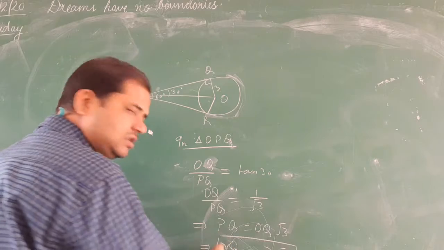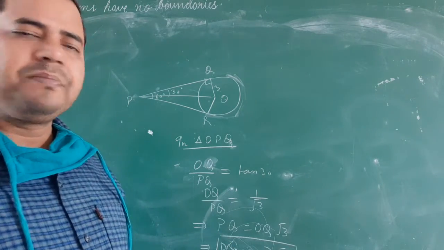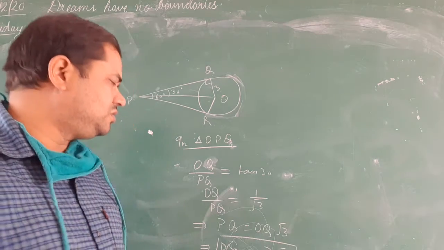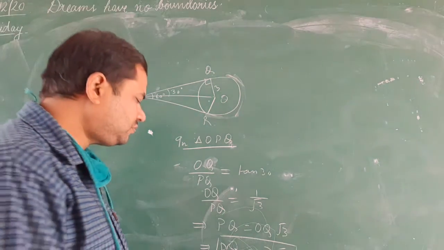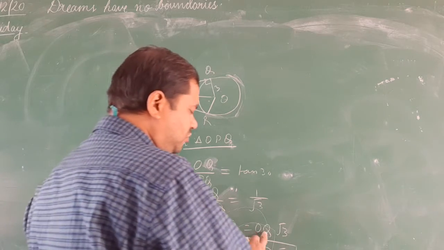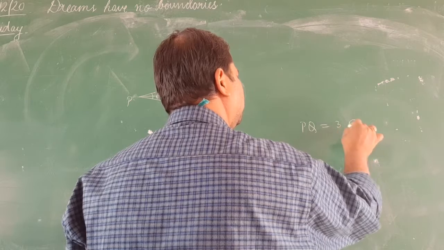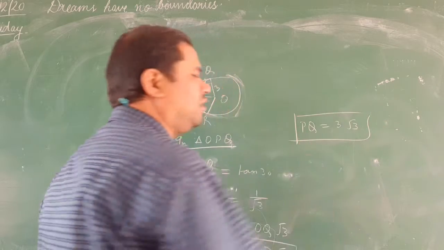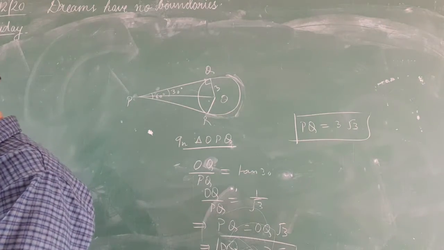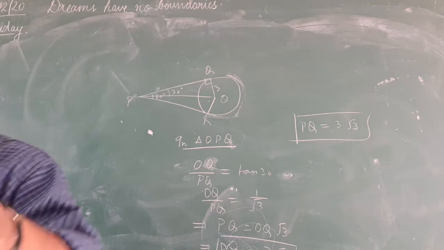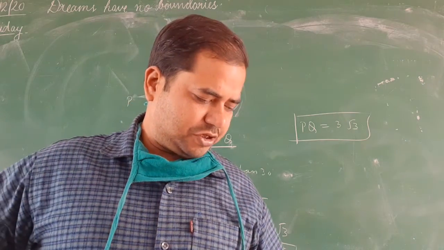So this is the solution, okay? PQ is equal to OQ root 3. So PQ is what? OQ is 3 and root 3. So this is the length of tangent, okay? Note down. Or another question is solved.